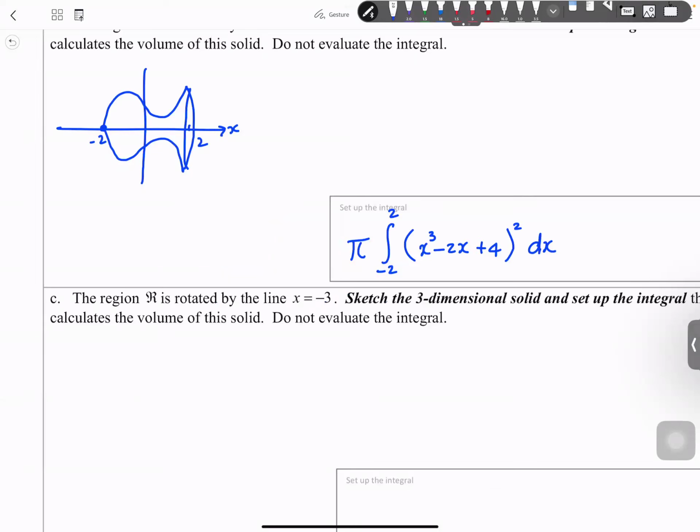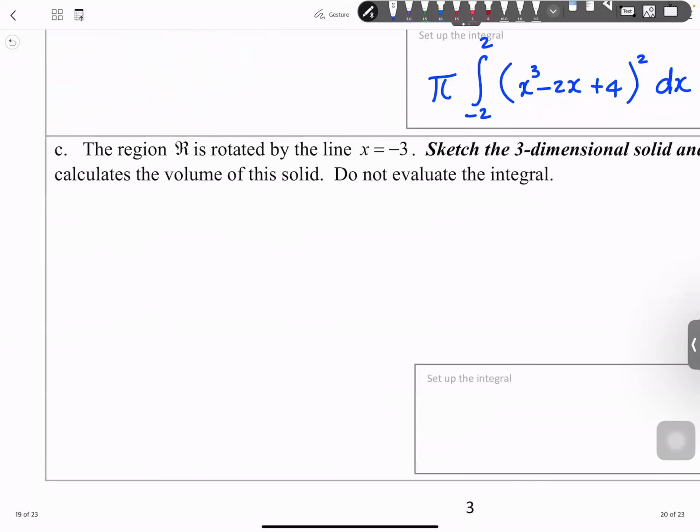All right, in part C, the region R is rotated about the line x equals -3. Sketch the three-dimensional solid and set up the integral. All right, so again, here we go. Let's see if I can draw a straighter line. So again, this is the original region, right? This is -2 and 2.